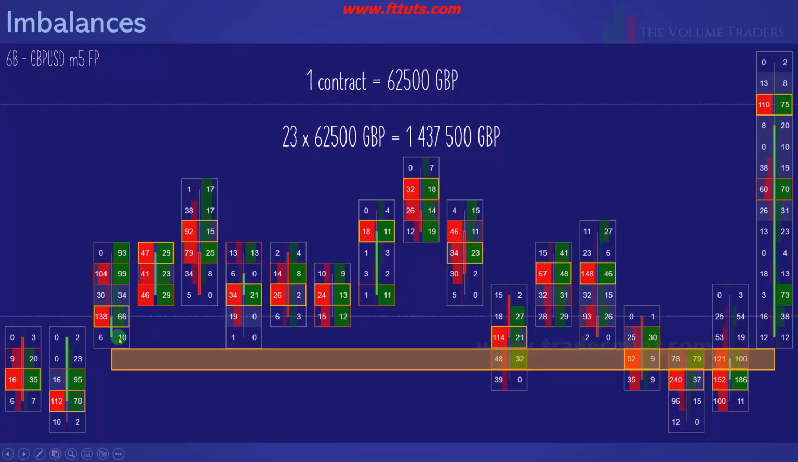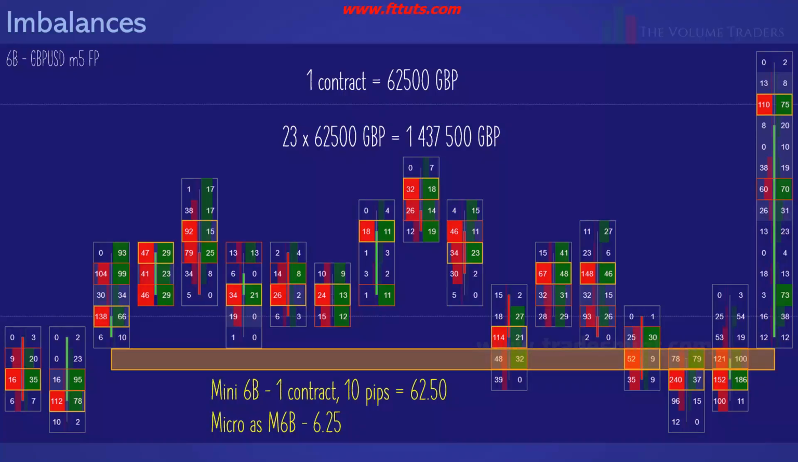So please, no confusion here about how much one contract is worth, because what we see here are full contracts. What we trade, like 6B or ES or GC as gold, are mini contracts. We can choose between mini and micro contracts. So mini, as 6B, what we see now: one contract, for 10 pips, is worth just 62.5. And micro, as M6B, is 10 times less.